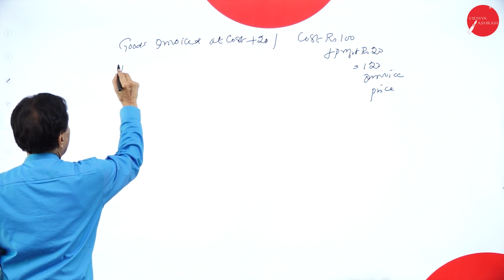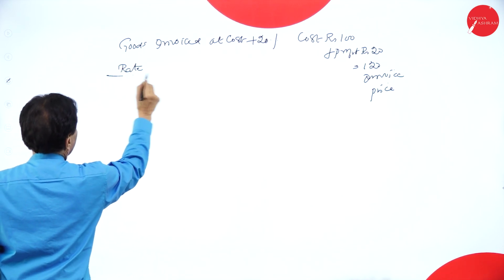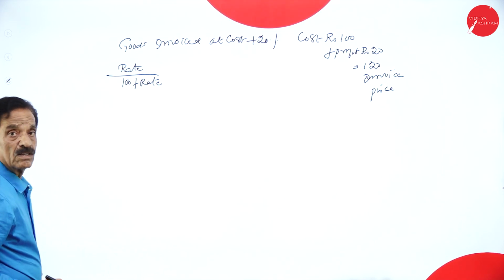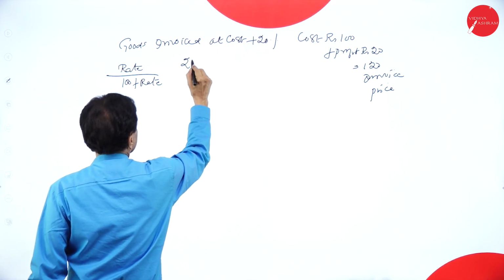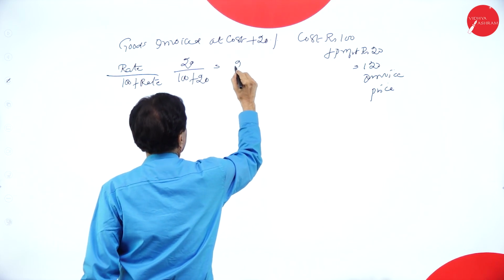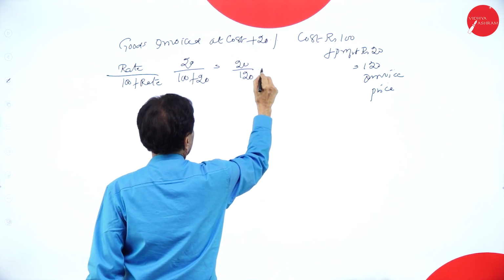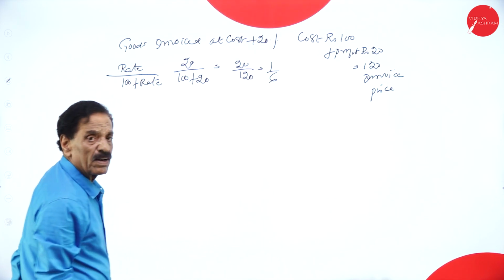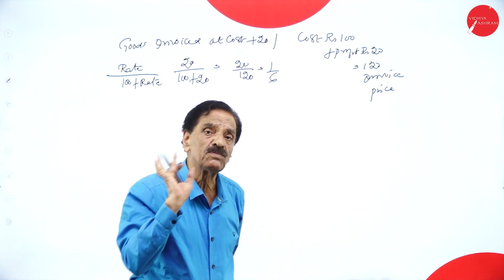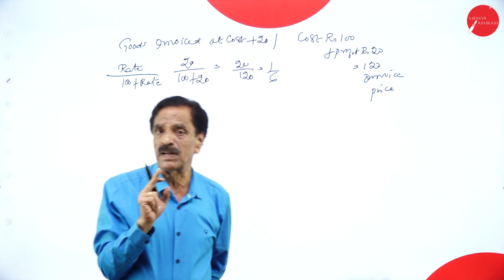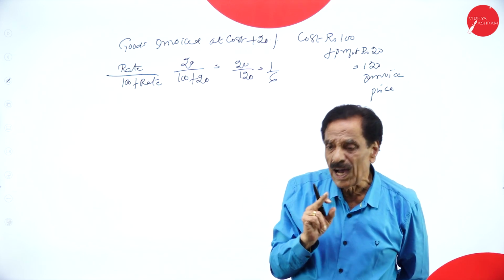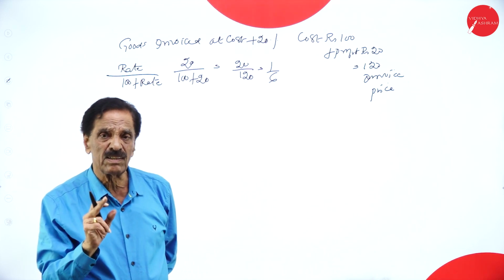What's the formula? Cost is 100, profit is 20, 120 is the invoice price. Formula is rate over 100 plus rate. What's your rate? 20 over 100 plus 20. This is 20 by 120, nothing but 1/6. For every 6 rupees invoice price, 1 rupee is the profit. Real cost is 5. What is 6? Invoice price. 1 is the profit. So, when the invoice price is given, you have to calculate the stock reserve or loading.